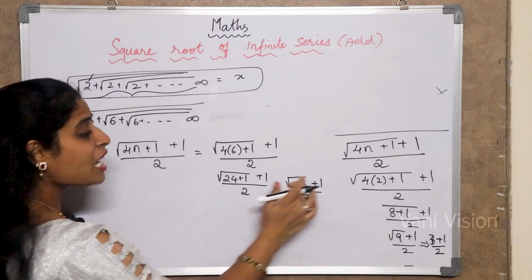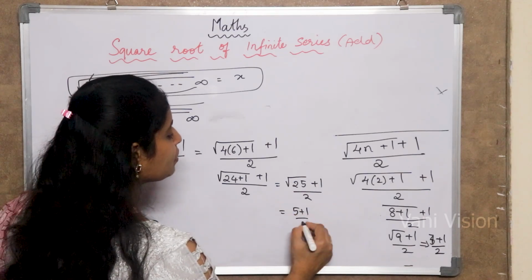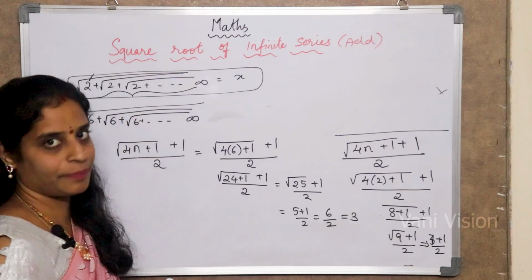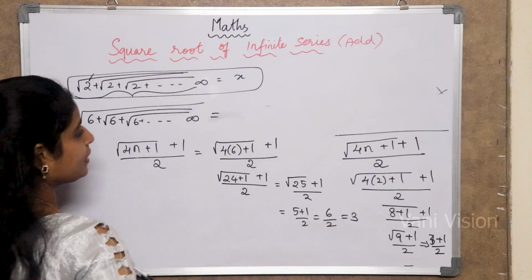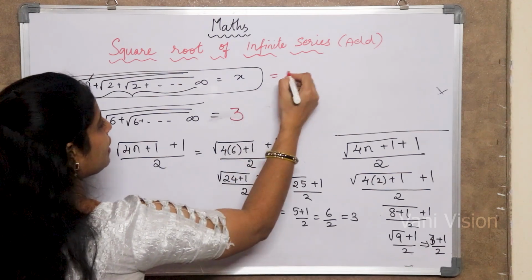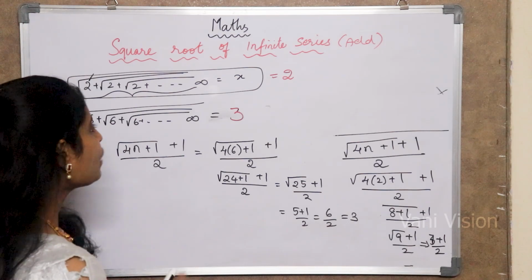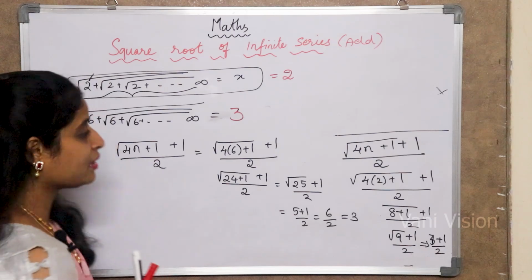Now root of 25 is how much? 5, right? So 5 plus 1 by 2. 6 by 2. So your answer is what? 3. So what is the answer for this? The answer is 3 here. Here the answer is 2. Right? Now, here. So even another trick I am saying, carefully you listen.